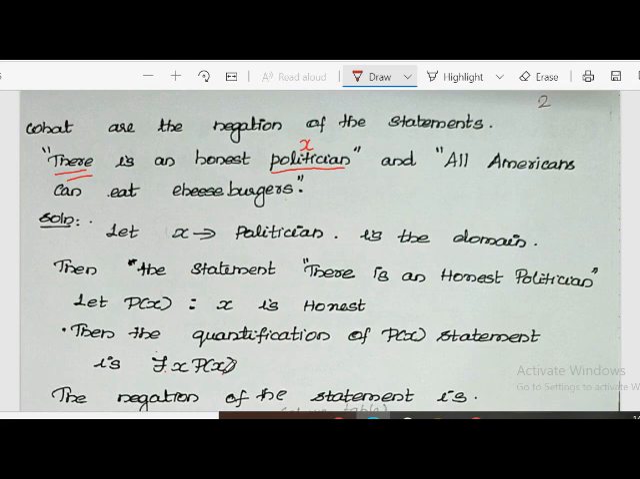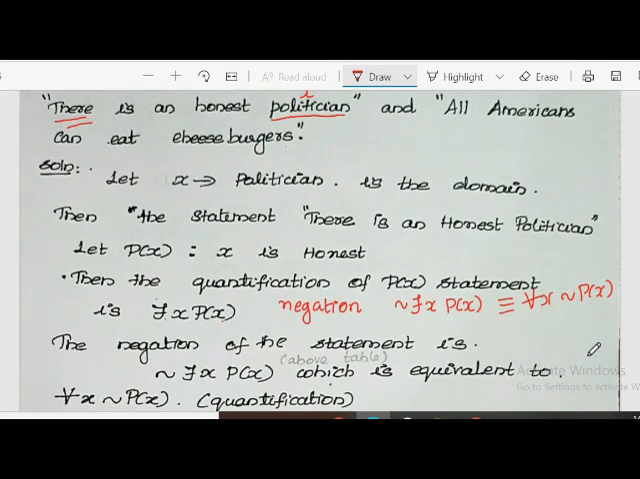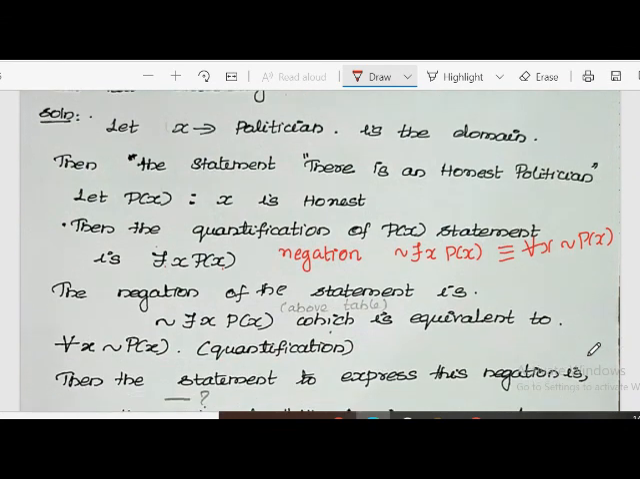Now the negation of the quantification. What is the negation of this one? The negation of this quantification is: negation, there exists x P of x. We know that this is equivalent to: for all x, negation P of x. So if there exists x P of x is the statement, then the negation is negation, there exists x P of x, which is equivalent to for all x, negation P of x.